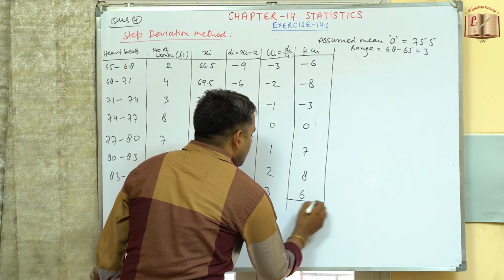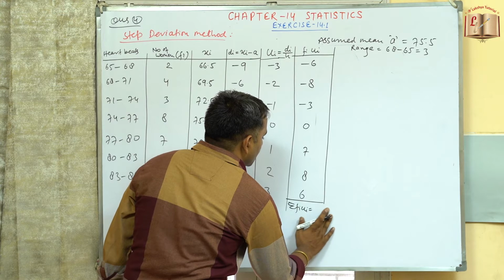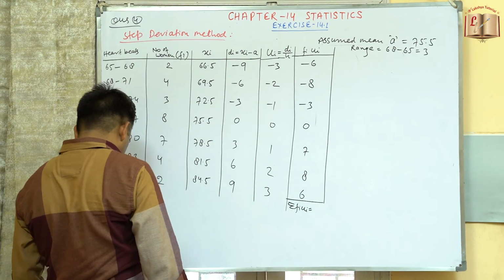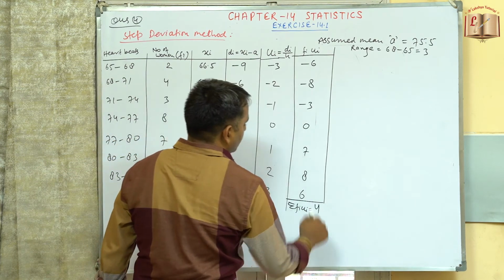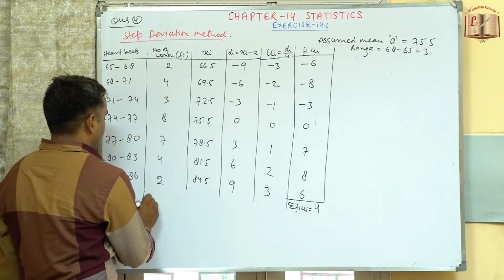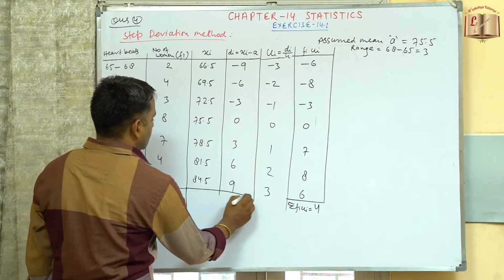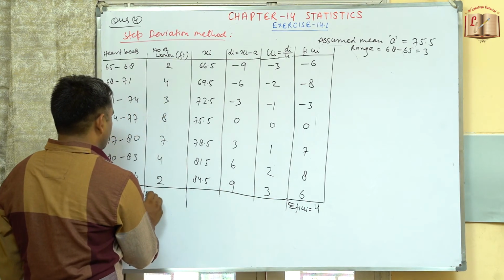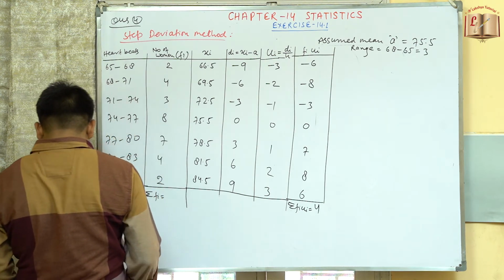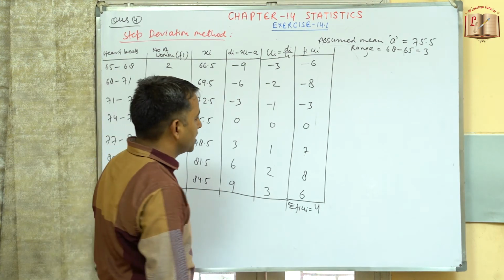Now we will calculate sigma Fi ui. So this will be equal to, we calculate the sigma of Fi and ui. So sum of all this will be equal to 4. And again we will calculate from here sigma Fi. So sigma Fi will be the sum of all this. So it is already given that there are 30 women. So straight away sigma Fi will be 30.